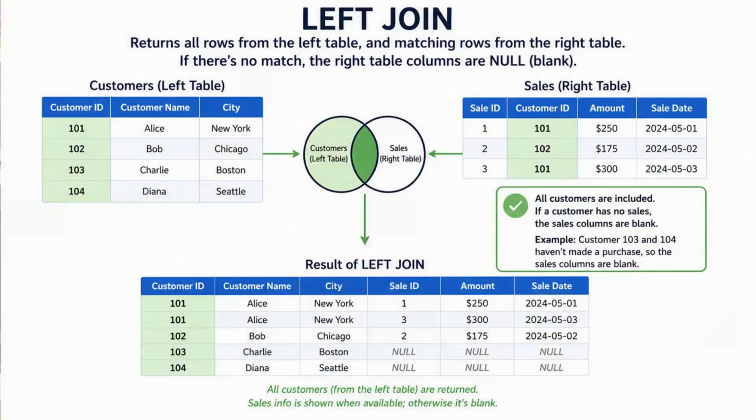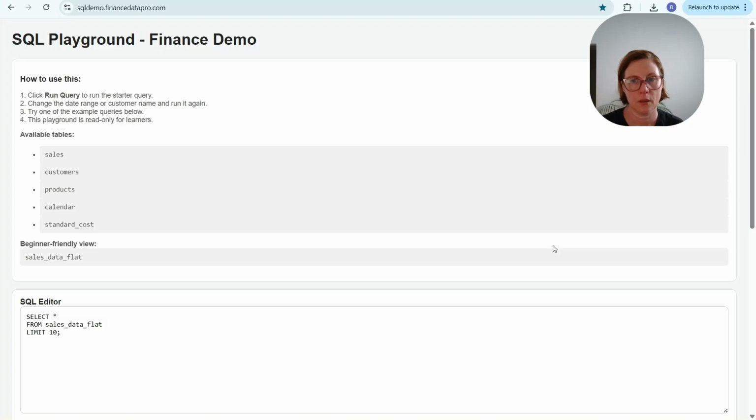Now the second type is left join. It gives you everything from the left table, even if there's no match on the right. So you might want a list of all your customers, including ones who haven't made a purchase yet. A left join keeps those customers because it brings in all of them in the results, but it just leaves the sales column blank for the ones who haven't bought. So in finance terms, think of it as inner join for transactional reports, left join when you need to spot gaps, like customers with no activity or products with no sales.